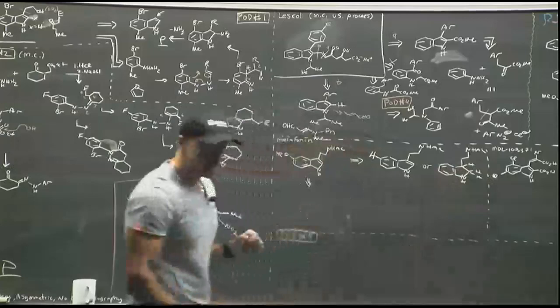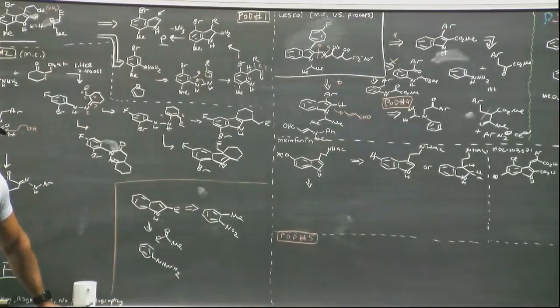And the Gribble conditions are what, Saul? Normal ones. Sodium cyanoborohydride, yeah. Acetic acid. Yeah. Triethylsilane and TFA is better. Okay. Everybody know how that works?